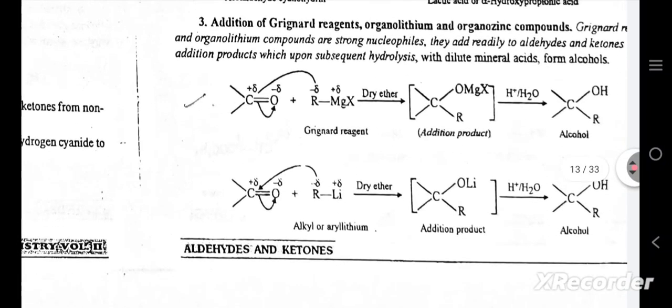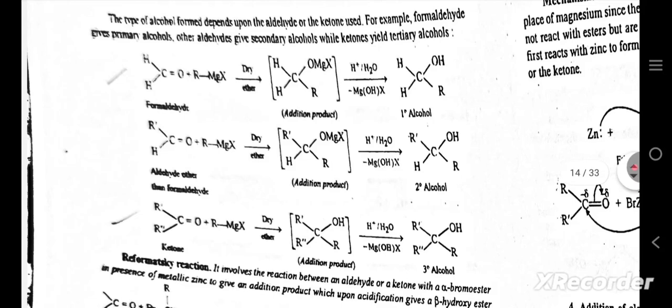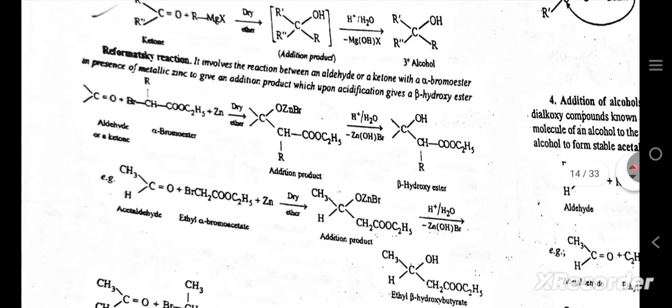Addition of Grignard reagents, organolithium and organozinc compounds. Grignard reagents and organolithium compounds are strong nucleophiles. They add readily to aldehydes and ketones to give an addition product, which upon subsequent hydrolysis with dilute mineral acids forms alcohols. The type of alcohol formed depends upon the aldehyde or the ketone used. For example, formaldehyde gives primary alcohol, other aldehydes give secondary alcohols, while ketones yield tertiary alcohols.